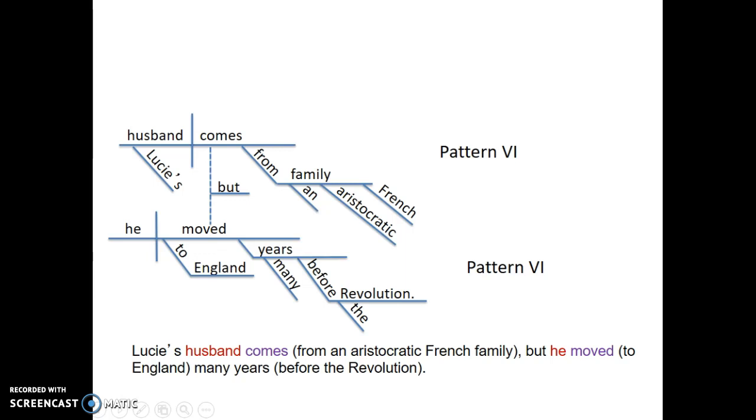There's nothing that goes on the slant. So the noun goes on the horizontal, the modifier many, and then before the revolution is describing years. So that is diagrammed below there. So we connect our verbs with a dotted line, and we have the coordinating conjunction but, so it's attached to the dotted line connecting the two clauses.